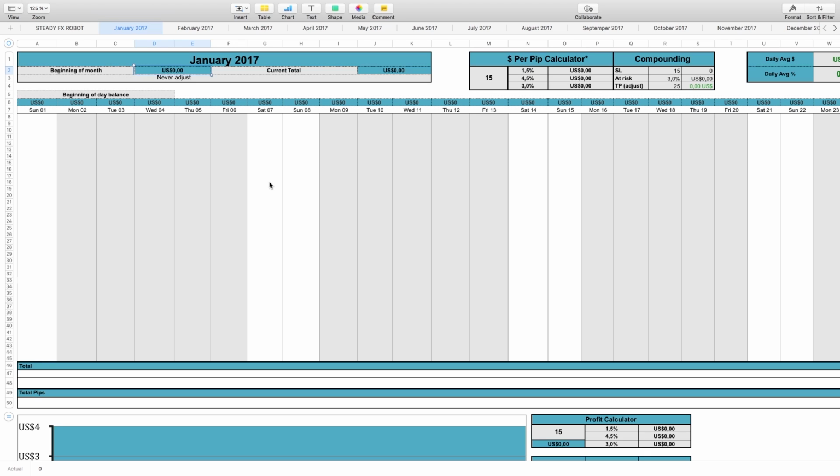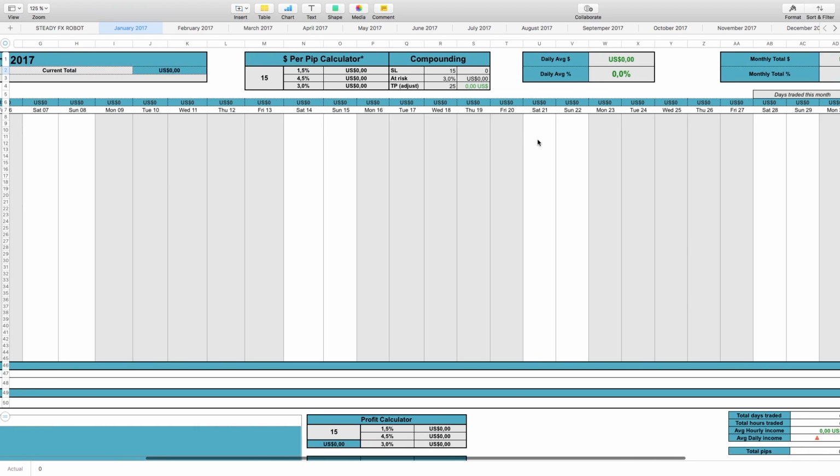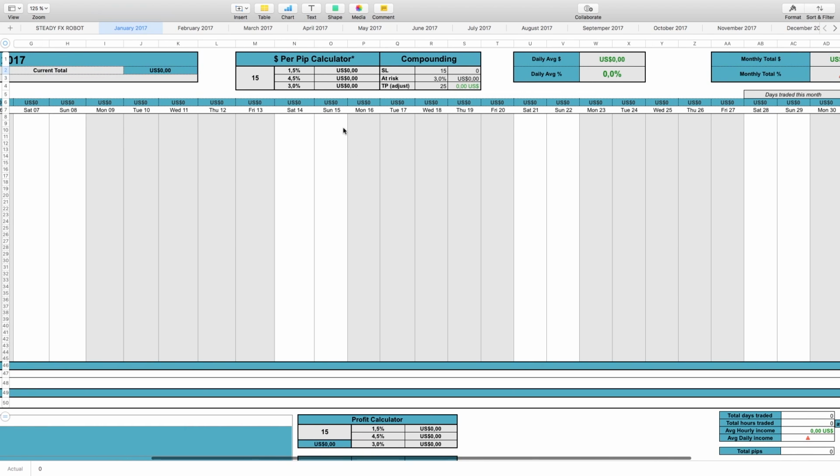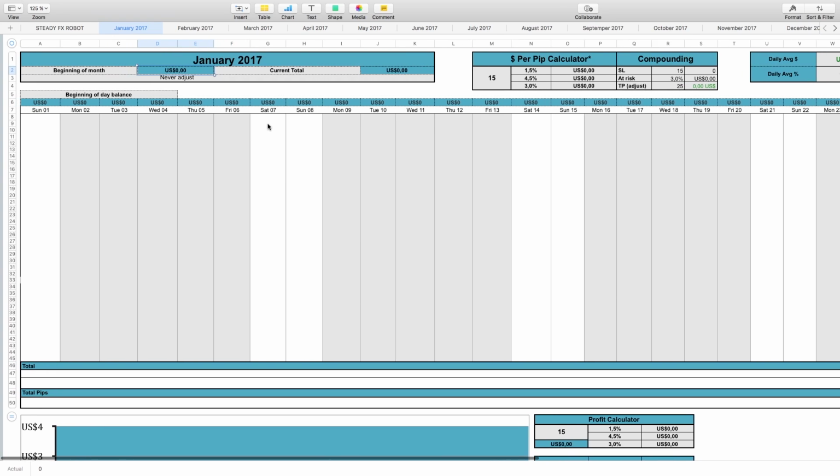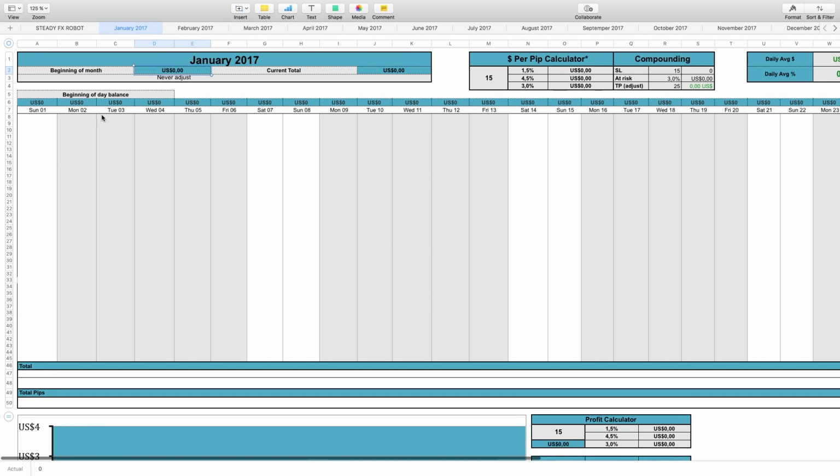will be the same. So we've got January of 2017, and here you have every single day of the month, and you've got weekends where it's non-tradable in white and other days in gray. So you always know which days you can trade. Now, the first thing you're going to do whenever you open up the sheet is to put in your balance, and it's going to be the balance of your trading account.